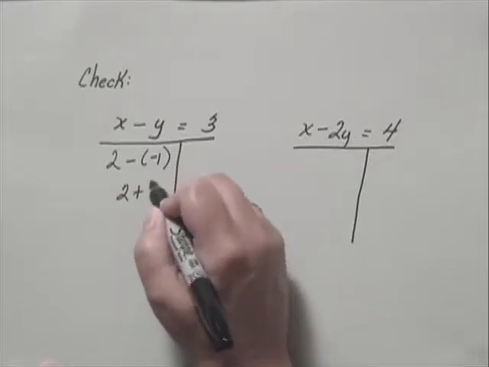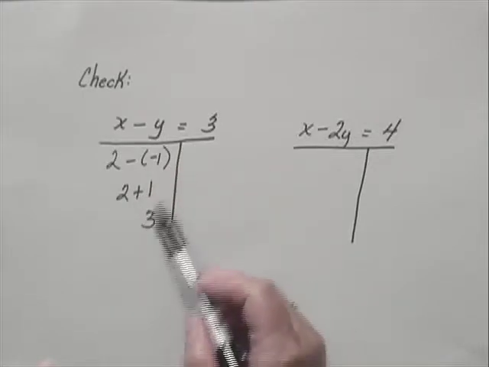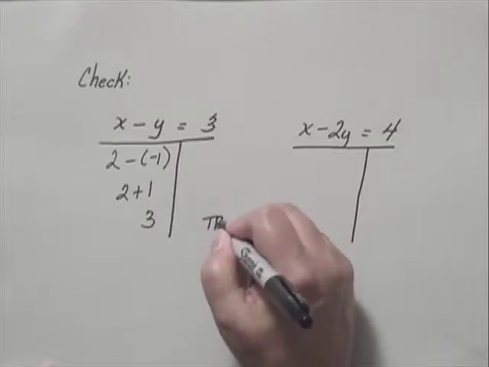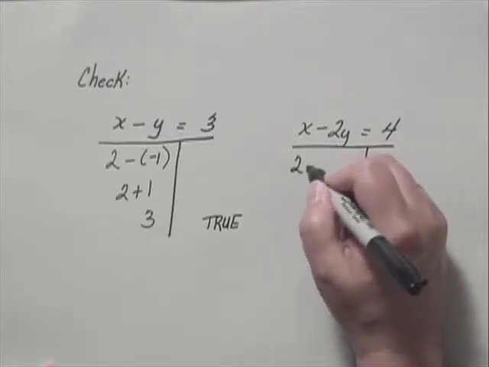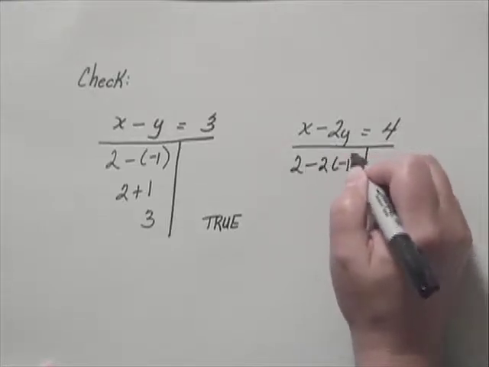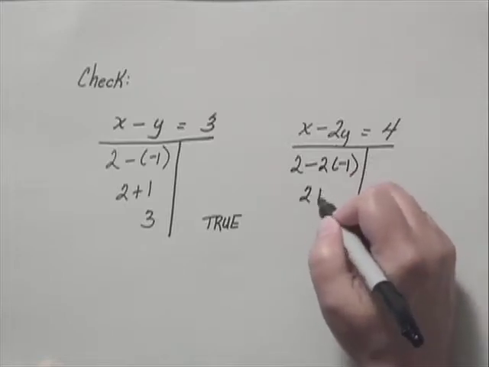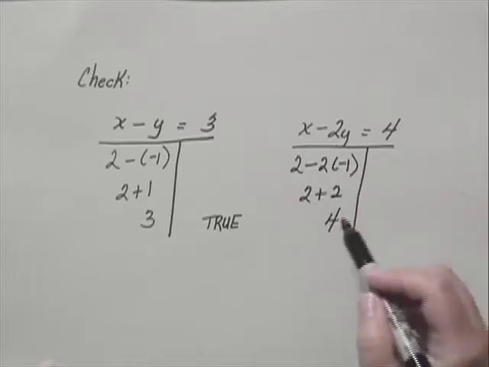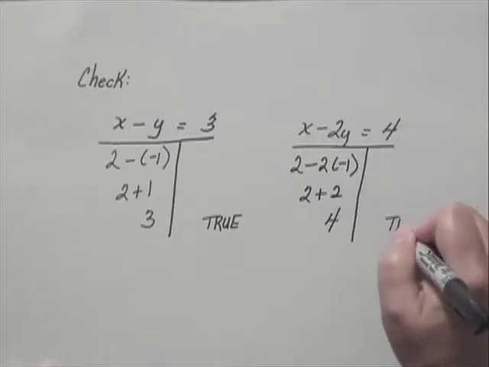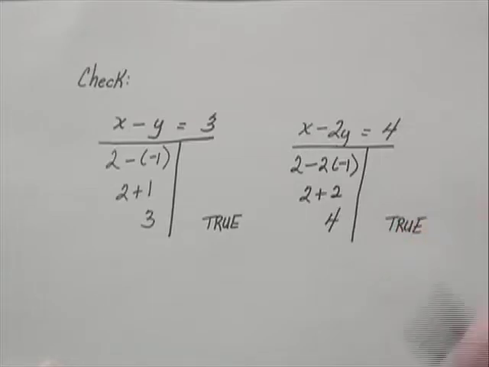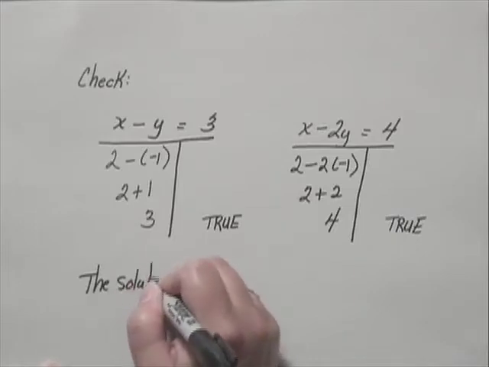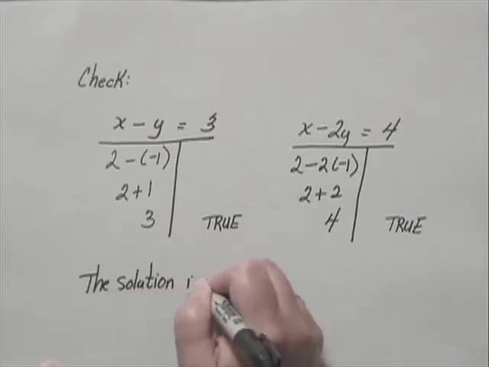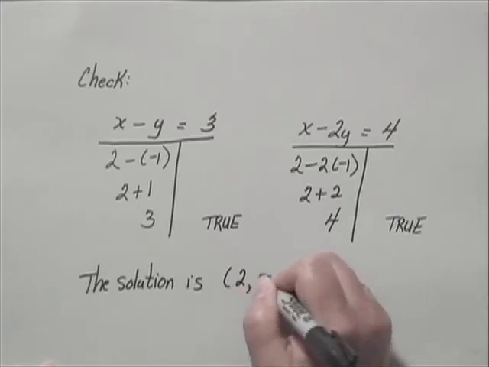2 plus 1, or 3. 3 equals 3 is true, so that point 2, negative 1 is a solution of this equation. I substitute 2 for x and negative 1 for y, and I get 2 plus 2, or 4. 4 equals 4 is also true. So I can say then that the solution of the system of equations is 2, negative 1.